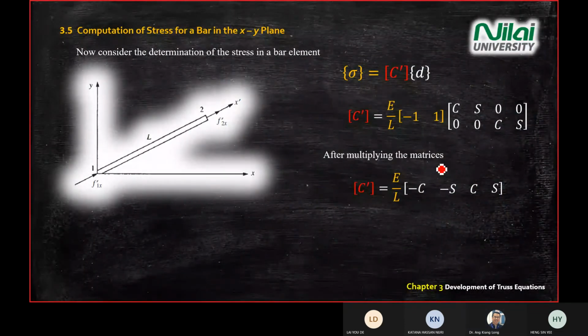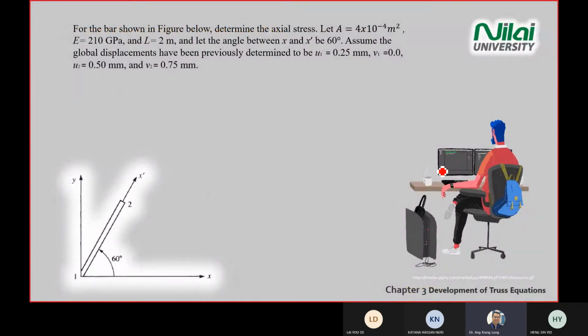All right, we look at one example. This example is your question number 11 in your handout. What we have here is a bar that is slanted 60 degrees from your global axis X, and other information is given in the question. You have a cross-section area of 4 times 10 to the power negative 4 meter square. Your Young's modulus, or elasticity constant, value is 210 gigapascal. The length is 2 meter. Let the angle between x and x prime be 60 degrees. Assume global displacements have been previously determined. So you are given the global displacement values u1 equal to so and so, v1 equal to so and so, and u2 and v2 values are given.